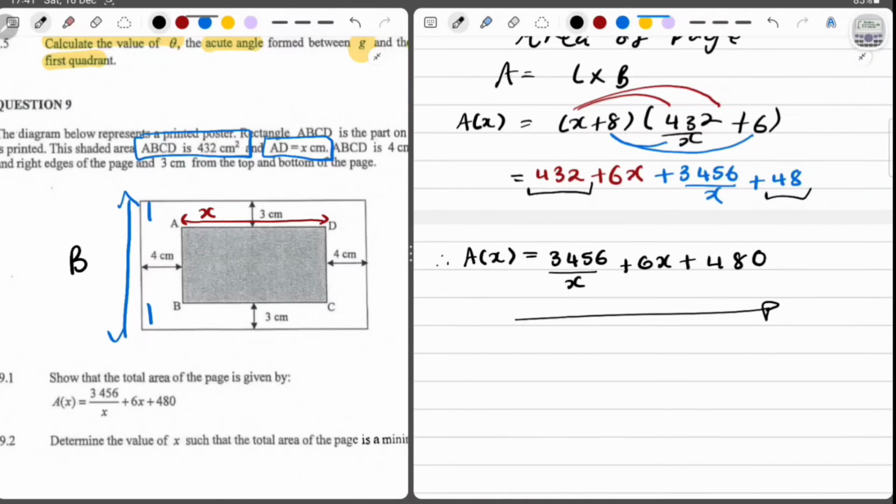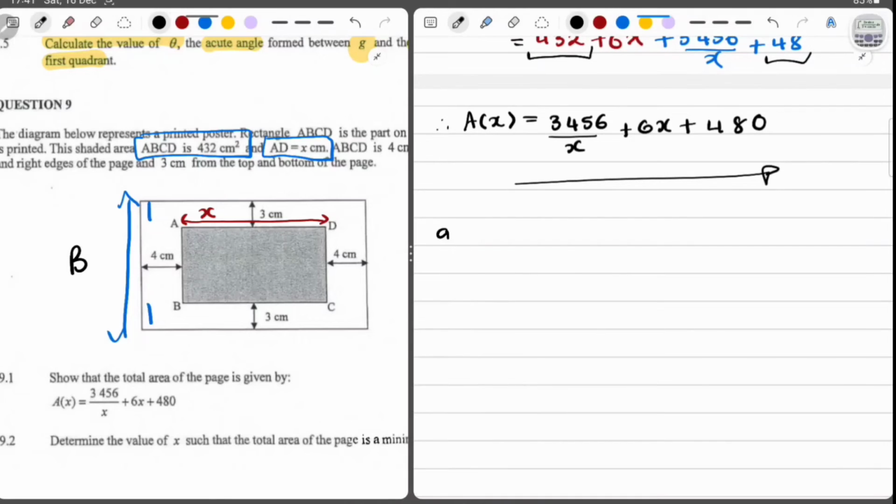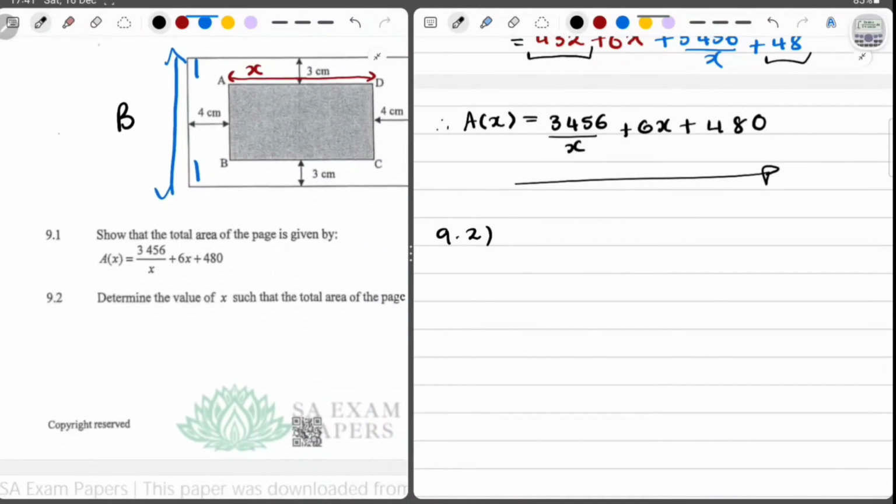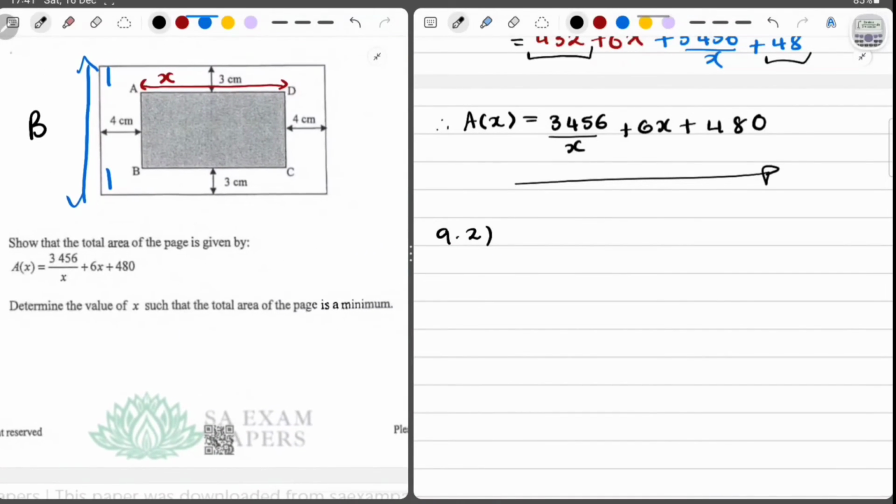So we got that. Okay, next question, 9.2. 9.2 says, determine the value of x such that the total area of the page is a minimum. So they're not asking for the area that will be a minimum. They're just asking for the value of x. That's all. So how do you find the value of x for which this is going to be a minimum? You're going to have to use calculus.